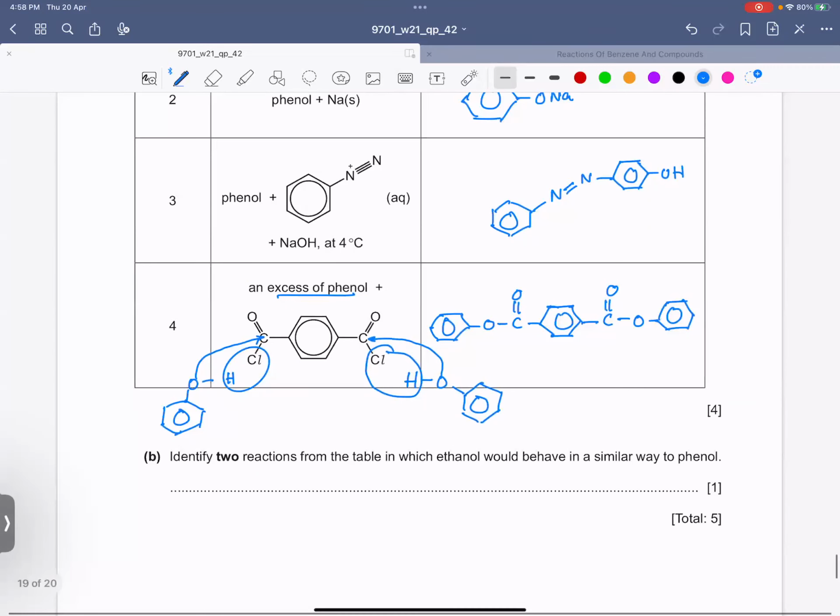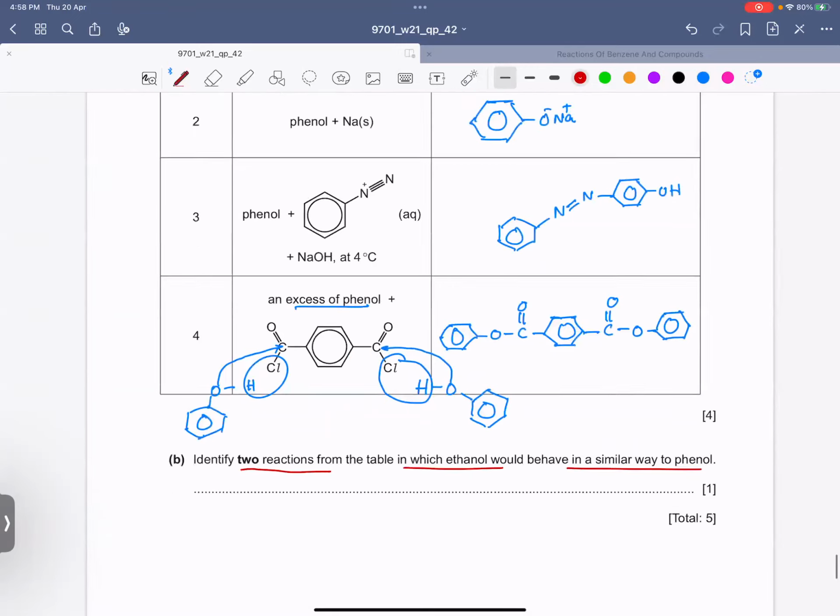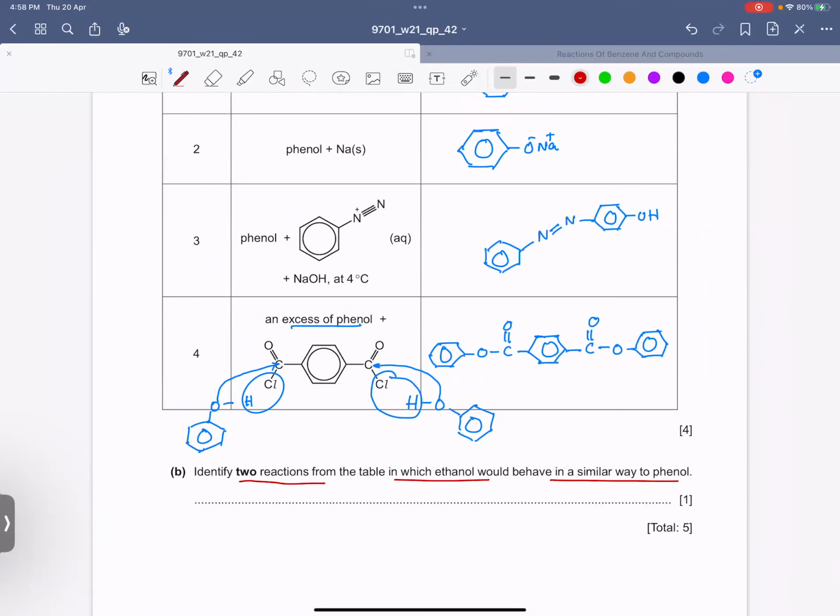Okay. Now what they are saying, identify two reactions from the table in which ethanol would behave in a similar way to phenol. It means that if we have an ethanol, then ethanol would also be behaving in the same way as a phenol. Sir, 2 and 4. Yeah, very good. 2 and 4, because ethanol also reacts with the sodium metal, and ethanol also undergoes this kind of condensation reaction. So if we have CH3OH instead of phenol, then this would happen. So you may write that 2 and 4. Is this clear to everyone? Yes, sir. Okay.